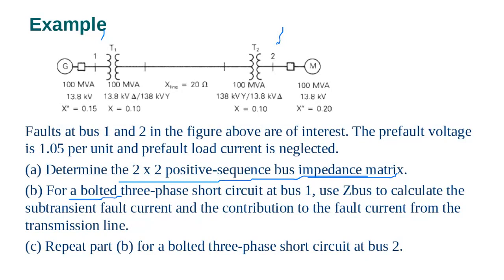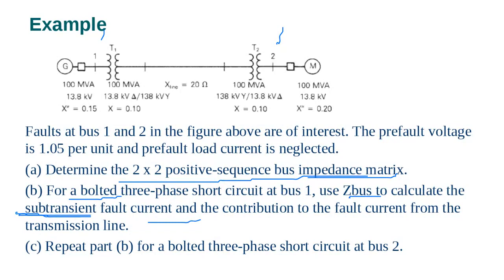And then we use Z bus to calculate the subtransient fault current. And why are we interested in the subtransient fault current, not the transient? Why are we interested in the subtransient fault current? Because this is the worst current. The worst current.